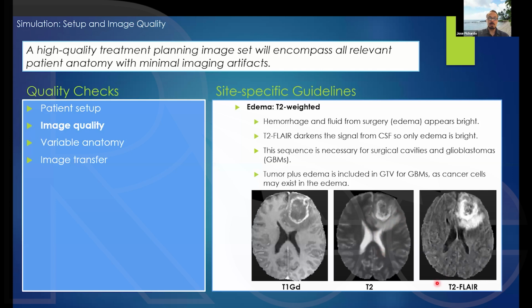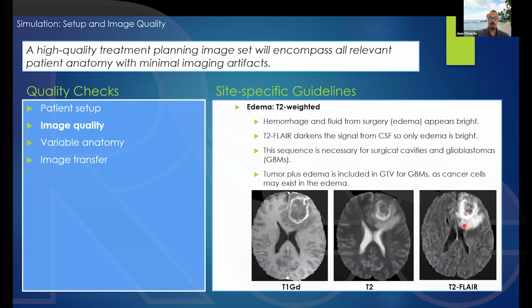And I'm giving you another example here, the T2 FLAIR, right? In the T2 FLAIR, notice what happens, right? The CSF, right? That's the fluid inside of the ventricle is dark, right? But the fluid around the tumor is bright, right? So what's the difference? So the difference is, in this case, what we're looking at is purely the edema, right? The edema means the blood or fluid that is coming as a result of this tumor, in this case, a GBM, right?